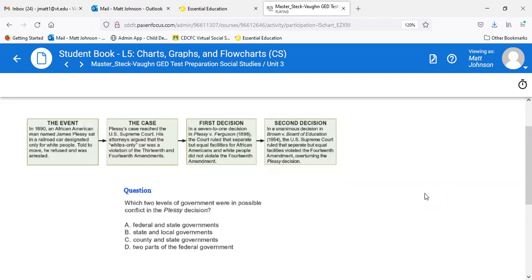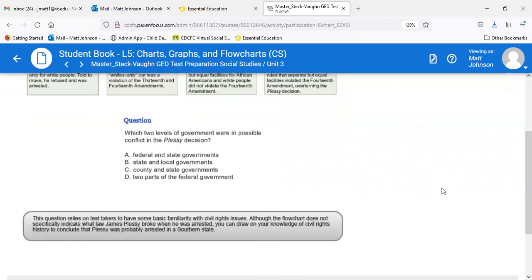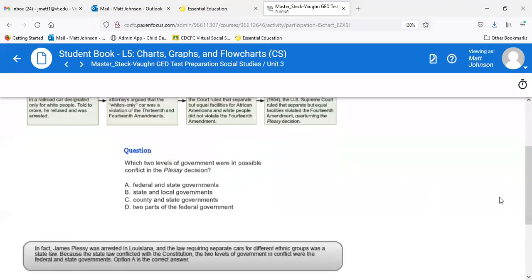This question relies on test takers to have some basic familiarity with civil rights issues. Although the flowchart does not specifically indicate what law James Plessy broke when he was arrested, you can draw on your knowledge of civil rights history to conclude that Plessy was probably arrested in a southern state. In fact, James Plessy was arrested in Louisiana, and the law requiring separate cars for different ethnic groups was a state law. Because the state law conflicted with the Constitution, the two levels of government in conflict were the federal and state governments. Option A is the correct answer.